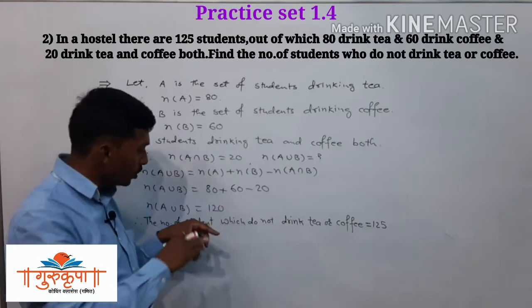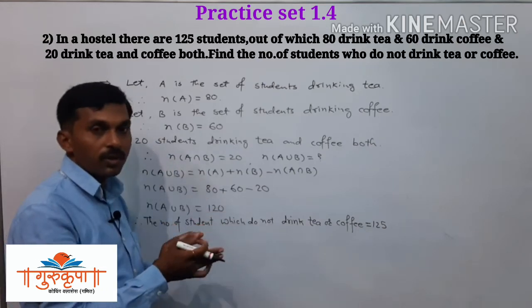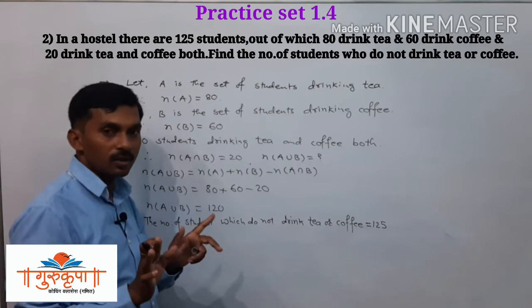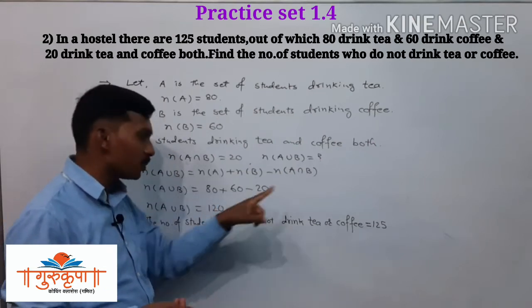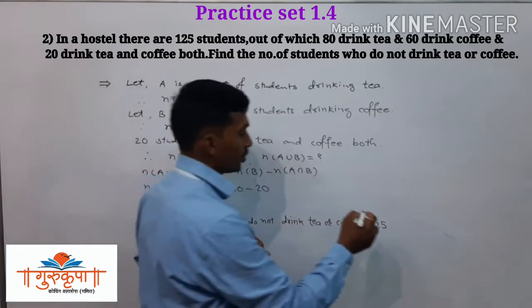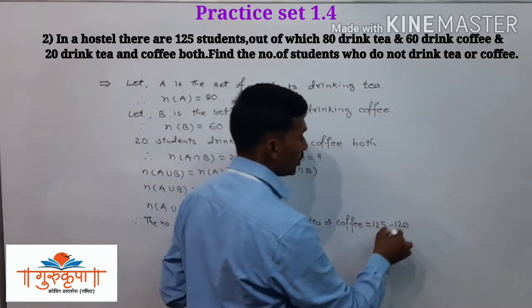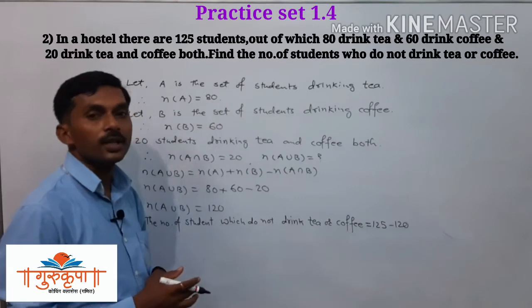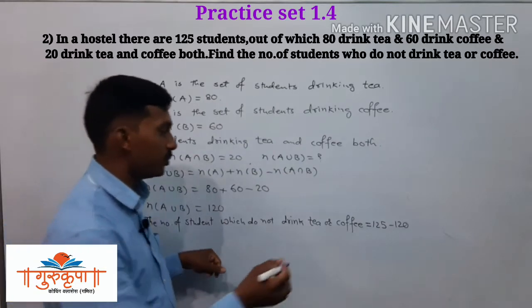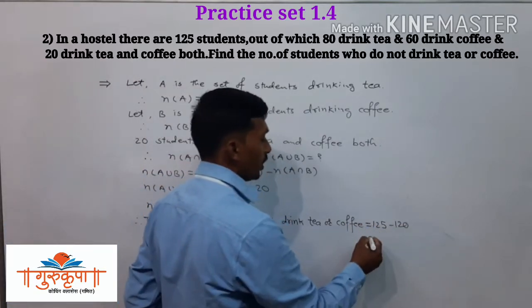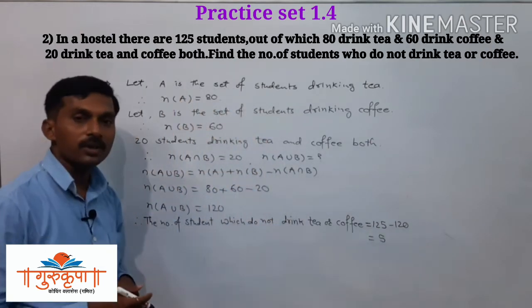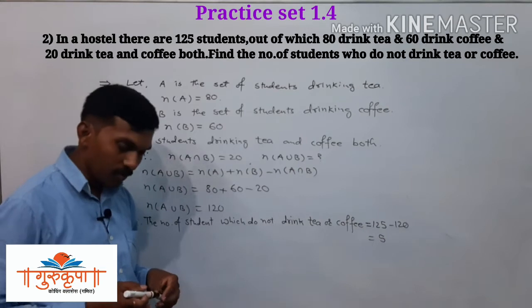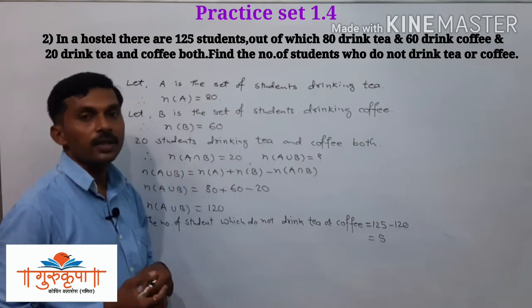So it includes all the students which are drinking one of the drinks or both the drinks, and that is 120. Now subtract this number from the universal set. So we will get the number of students which do not drink tea or coffee, and that number is 125 minus 120, that is equal to 5. So this is our answer.